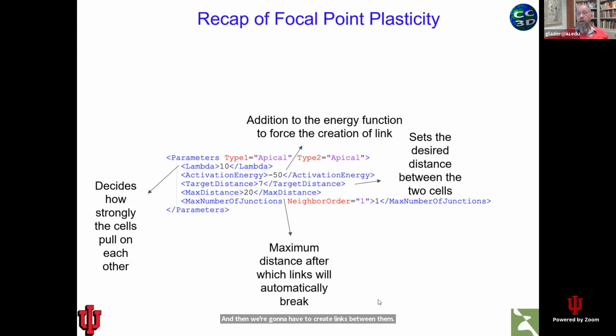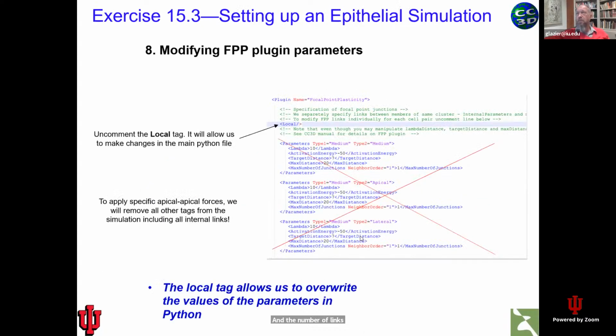A reminder on focal point plasticity: we have that contractile strength, lambda. We have the target length of the links, which is the desired distance between the two cells. We have the breaking length and the number of links. In this case, we don't want to have them created automatically. So in our XML code, we'll turn local on, and then we're going to delete all of that other code that was generated automatically.